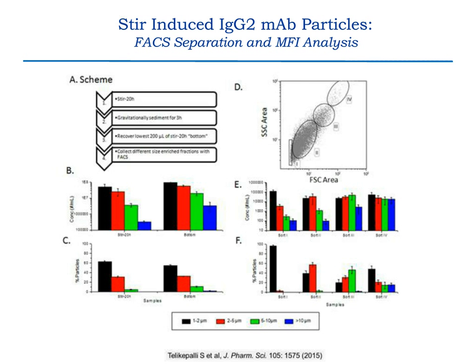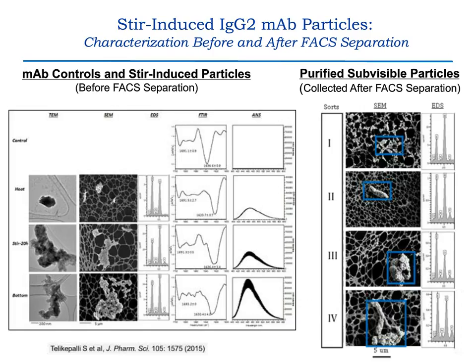In this work, we then took those samples and, shown in the next slide, characterized them a little more extensively than I showed previously. We did some similar work where we looked at EM and the FTIR and the ANS fluorescence. But in this case, we also added EDX analysis to look at the elemental composition and SEM analysis to also look at size. And we looked at that before the FACS separation as well as after. Just to highlight for today's talk, on the right-hand side, these are purified subvisible particles collected after FACS analysis where we were able to size them. You can see sort 1, 2, 3, 4, and the particles are getting bigger, as you see by SEM. And we can look at their elemental analysis.